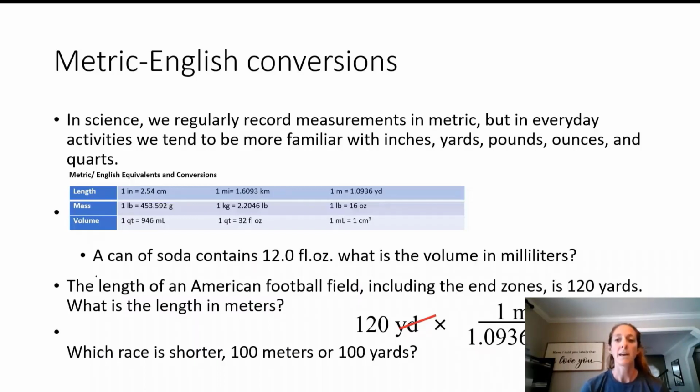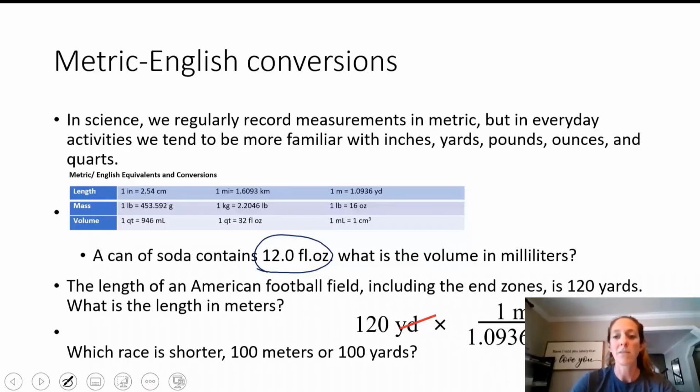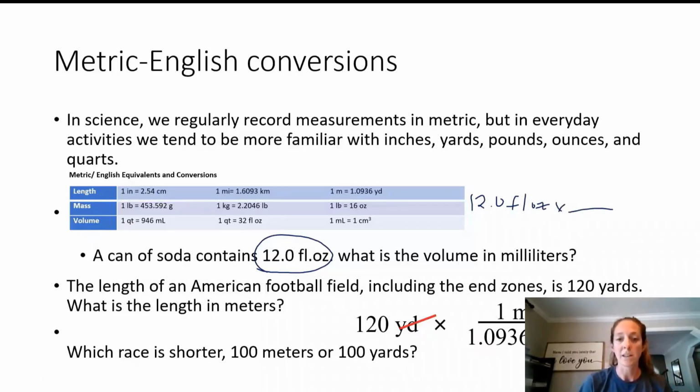So if I said, I have 12 fluid ounces, what is that volume in milliliters? I'm going to set it up the same way, and I'm going to start with what I'm given, 12.0 fluid ounces. What do I want? I want to get to milliliters. But if I look at my fluid ounces down here, the only conversion factor I'm given goes from fluid ounces to quarts. Not what it asks for. It asks for milliliters. But if I look over here, I can go from quarts to milliliters. So this is going to be a two-step problem, similar to that last one that we did.